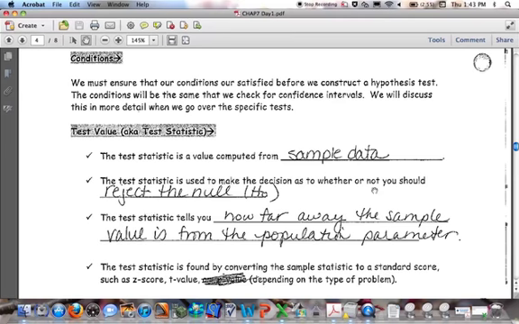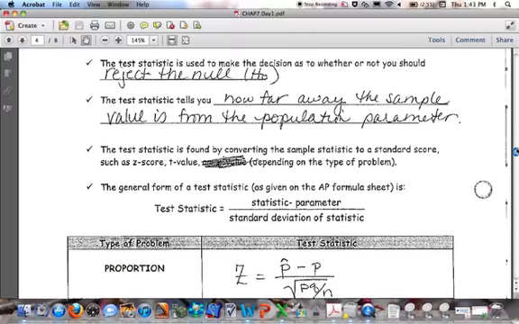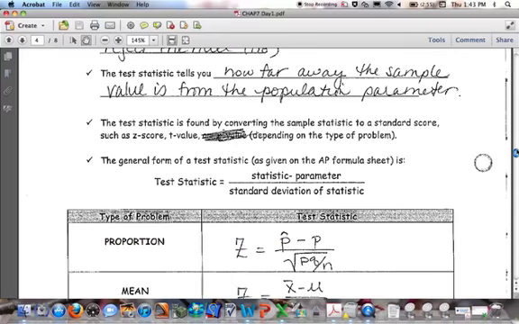The test statistic tells you how far away the sample value is from the population parameter. The test statistic is found by converting the sample statistic to a standard score, such as a z-score or a t-value, and then I'm not worrying about the chi-squared. I'm not going to teach it in this chapter. It'll come up in a later chapter.